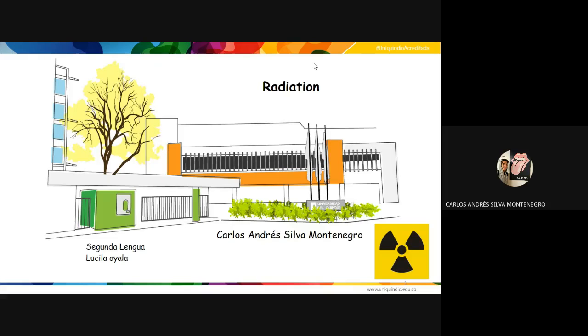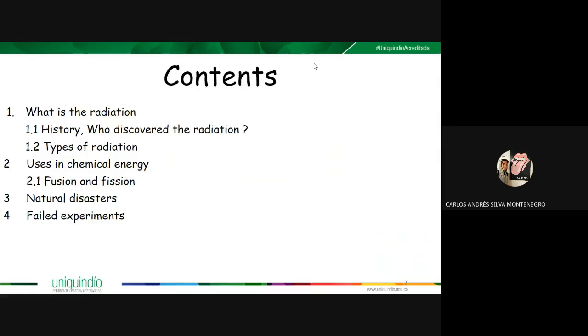Good morning. I would like to talk about radioactivity. The subject of my talk is how radioactivity has helped us and its uses. I'm going to divide my topic in four parts. First, I'm going to talk about radioactivity and the history of it. I'm going to describe its uses, starting with the use of chemical energy. Next, I'm going to talk about natural accidents and finally failed experiments.